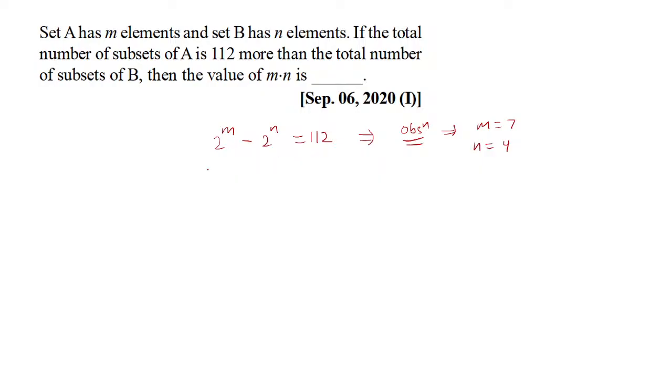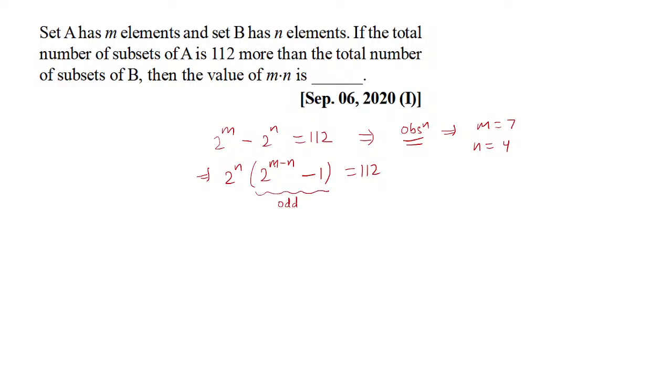Now, suppose you are not able to observe, how would you do? You can take 2 to the power n common. Of course, m is supposed to be greater than n because 2 to the power m minus 2 to the power n is 112. So as you take 2 to the power n common, you get 2 to the power m minus n minus 1, which is 112. Makes sense? Yeah. Now this is definitely supposed to be odd.